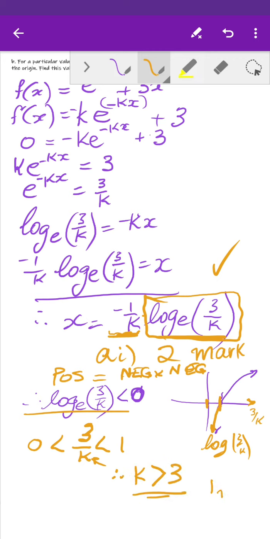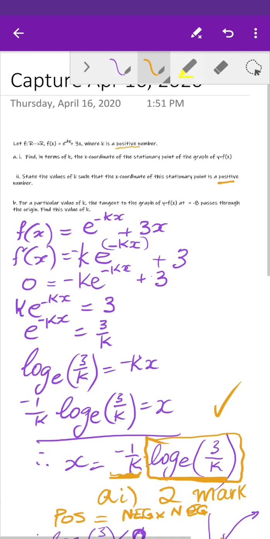Okay, and there's 1 mark for part 2. Alright, let's look at part B. What is part B? Part B says for a particular value of k, the tangent of our function at x equals negative 8 passes through the origin. What's that value of k?